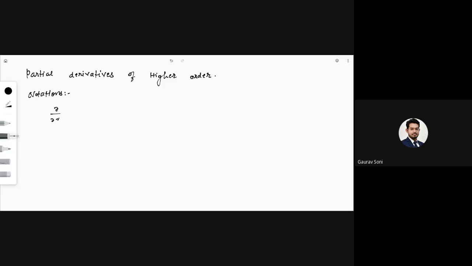Notations: ∂/∂x of ∂z/∂x. This is also written as ∂²z/∂x², or I can write it as z_xx. If z is equal to f(x, y), then I can also write it as f_xx. This is the first and very important one.